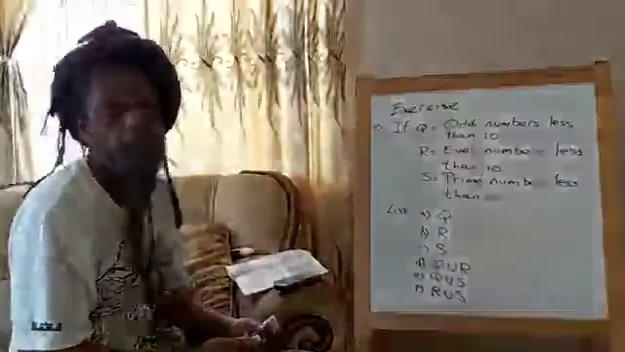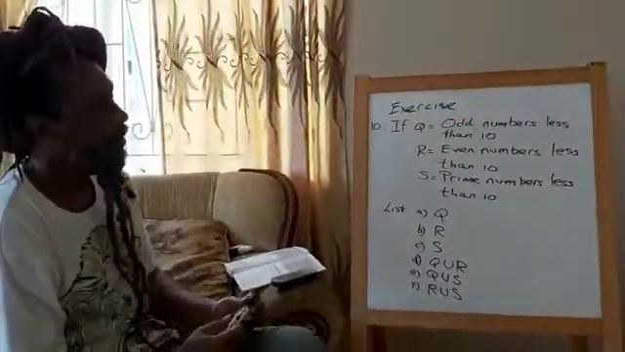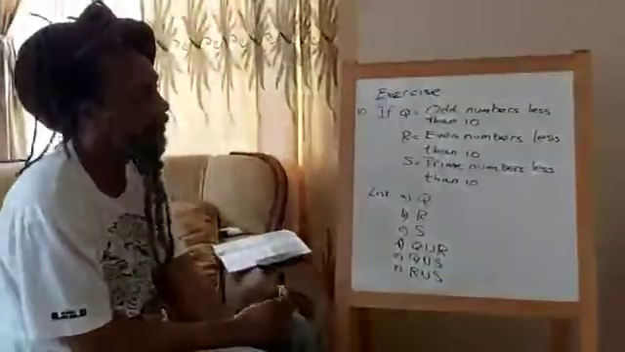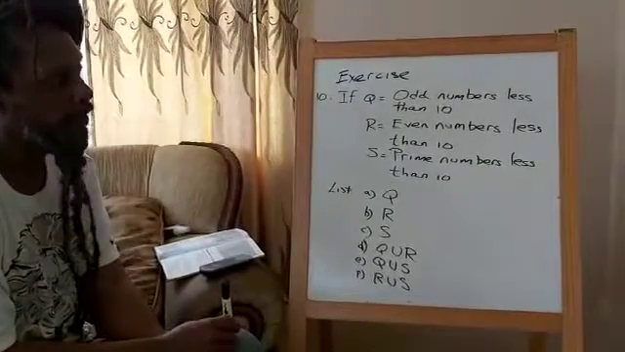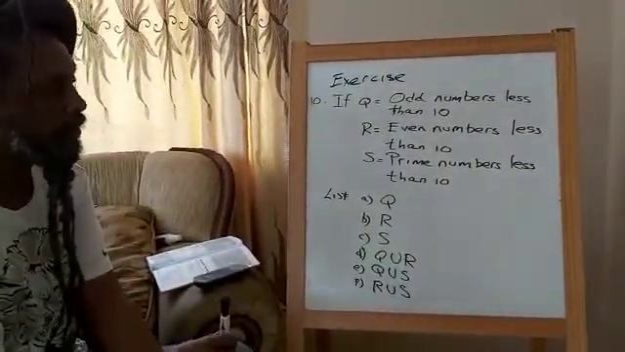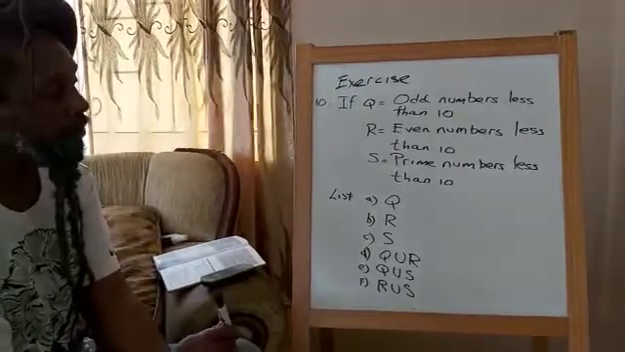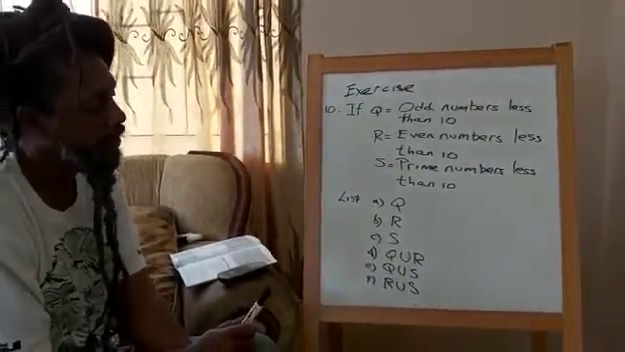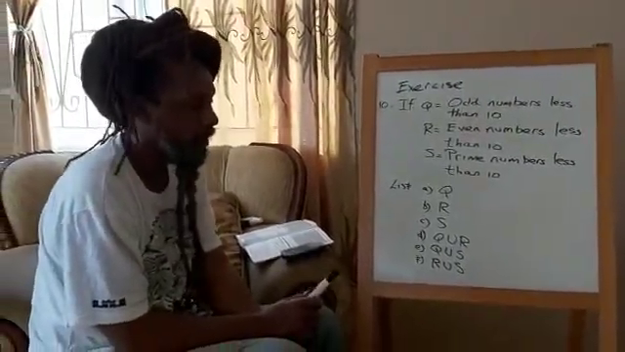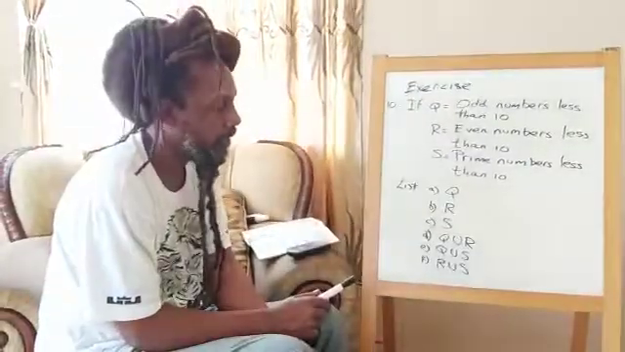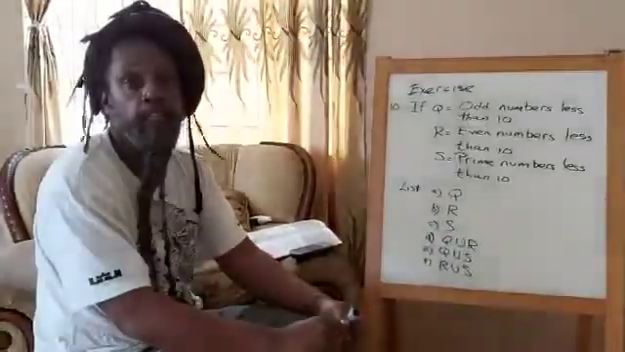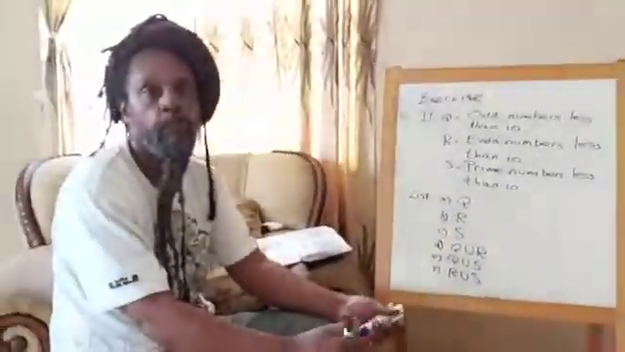Alright, so last question. Number 10. If Q is equal to odd numbers less than 10, R even numbers less than 10, and S prime numbers less than 10, list: A, Q; B, R; C, S; D, Q union R; E, Q union S; F, R union S.